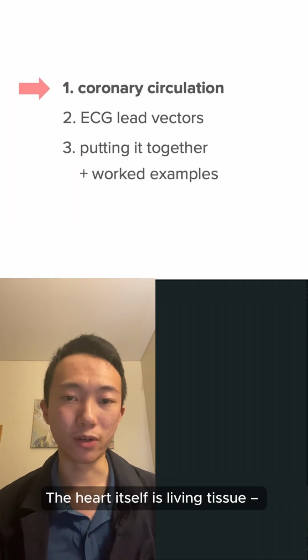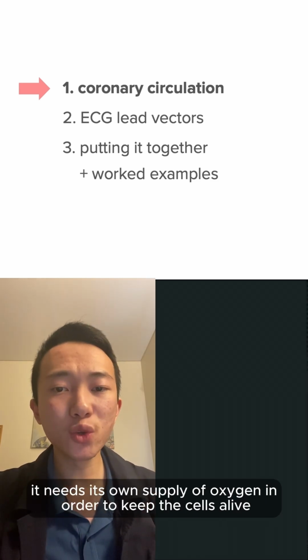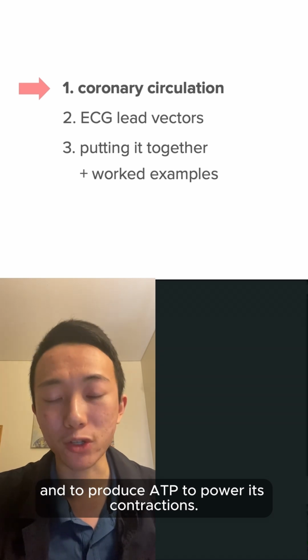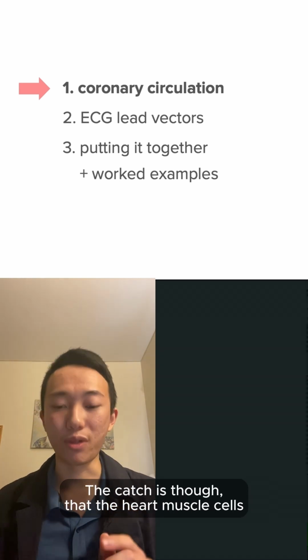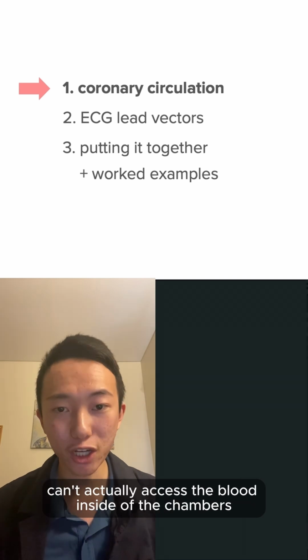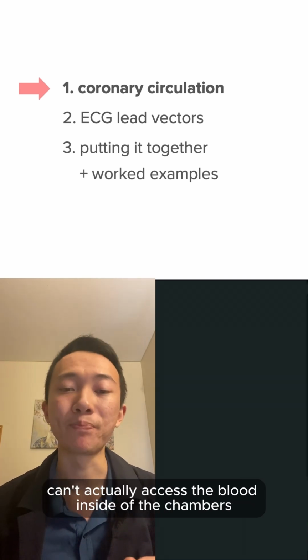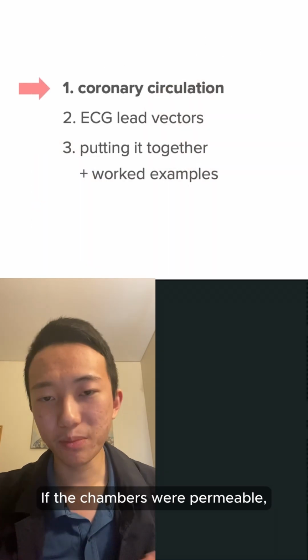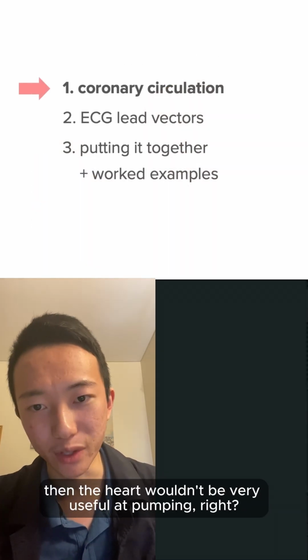So, the heart itself is living tissue. It needs its own supply of oxygen in order to keep the cells alive and to produce ATP to power its contractions. The catch is, though, that the heart muscle cells can't actually access the blood inside of the chambers, and that's because the chambers are lined by an impermeable endothelium. If the chambers were permeable, then the heart wouldn't be very useful at pumping, right?